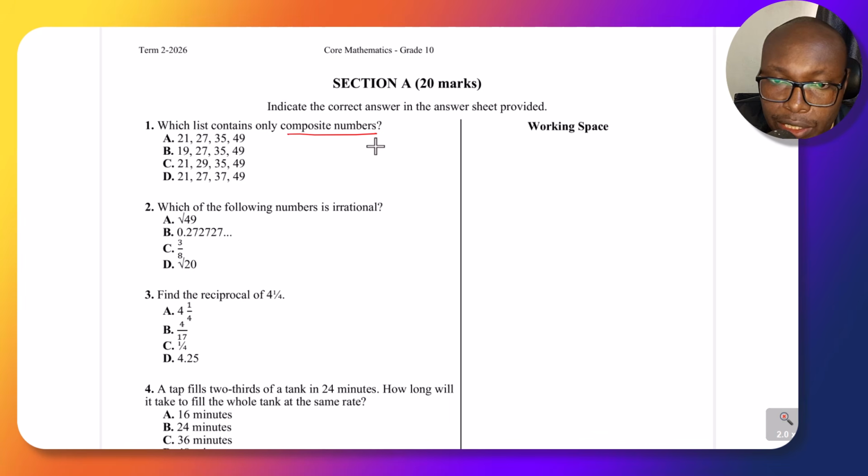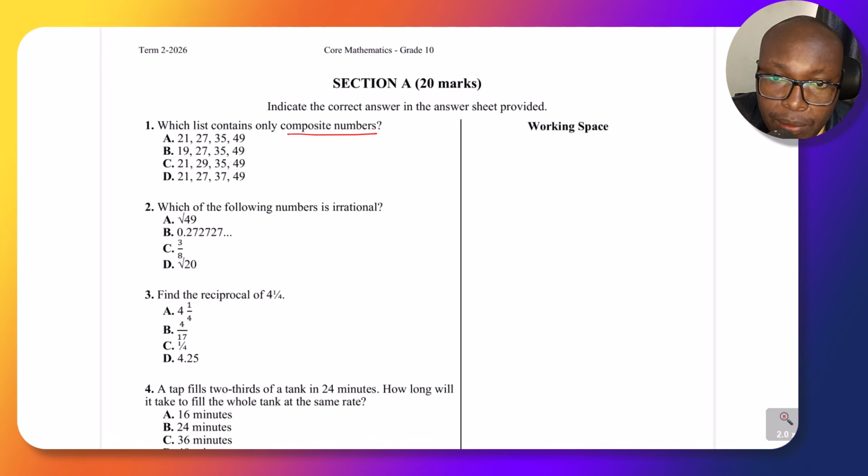Let us go to B and see what is making B not the solution. The first one is 19. 19 is a prime number. So 19 has only two factors, that is 19 and 1. That is 1 and itself. That is a prime number. So we are not looking for a prime number, we are looking for a composite number. So B makes the whole thing incorrect.